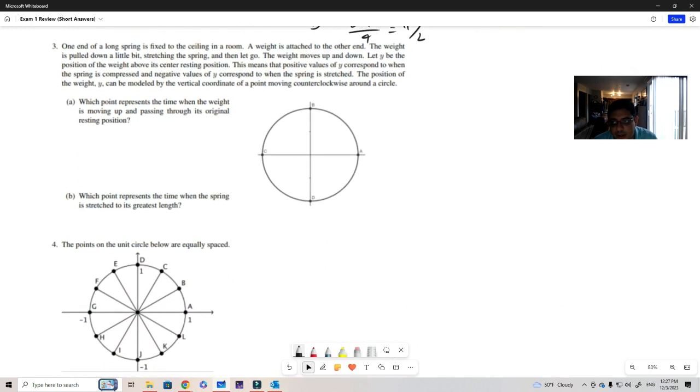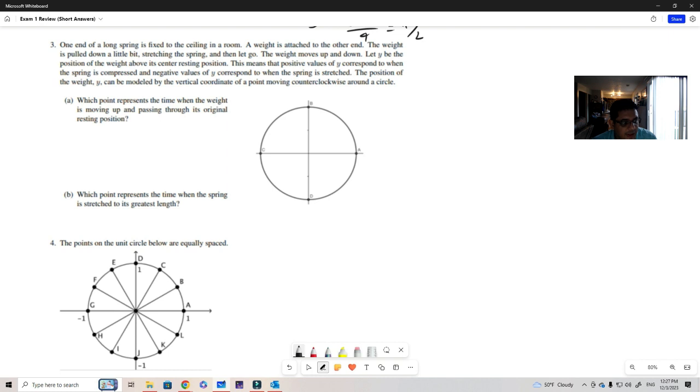All right, so question number 3 now is about having information that we can obtain for the circle. One end of a long spring is fixed to a ceiling, and a weight is attached to the other end. So we have a situation where we have the ceiling, we have a spring, and we have a weight here, and this is bouncing up and down.